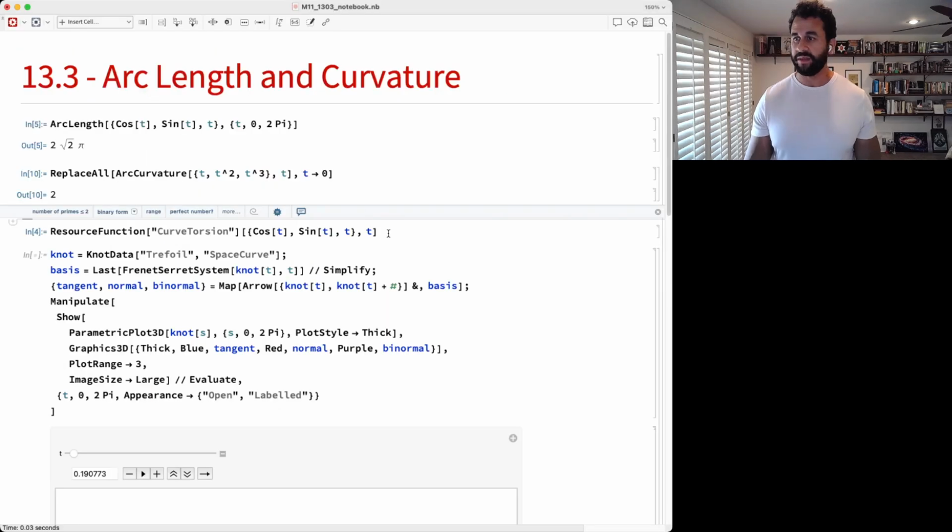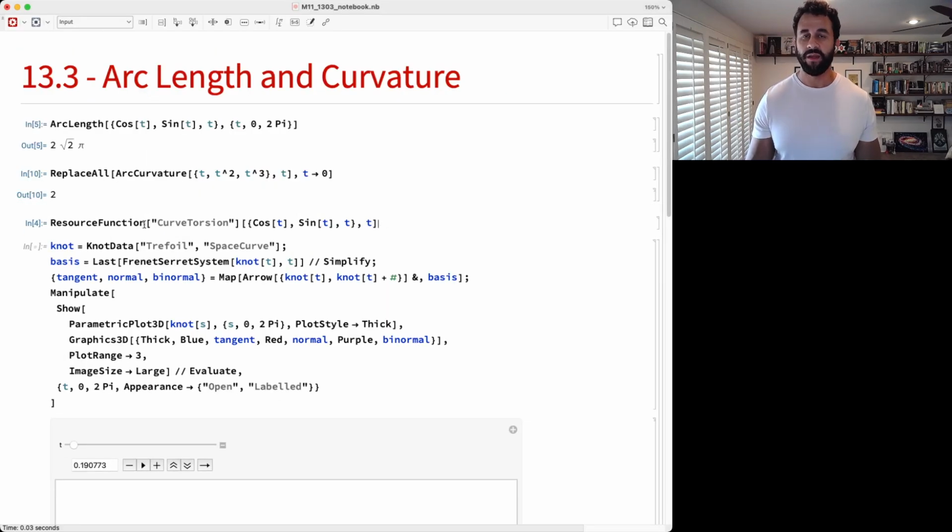Okay, now let's go back. Here is how you call a function from the Mathematica function repository. This one was curve torsion. I thought this would be a good one to finish up with. You type resource function, the name of it, and put it in quotes. And then you have this as the input. I wanted to find the torsion of the curve cosine t, sine t, t, which is that helix. I believe that is the one we just did, right? Yes. Okay, let's see what we get.